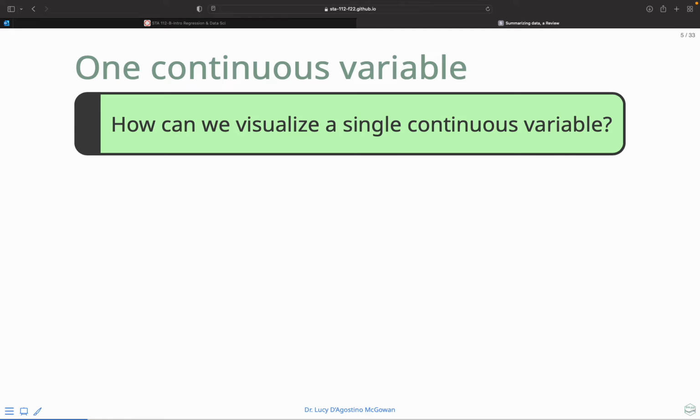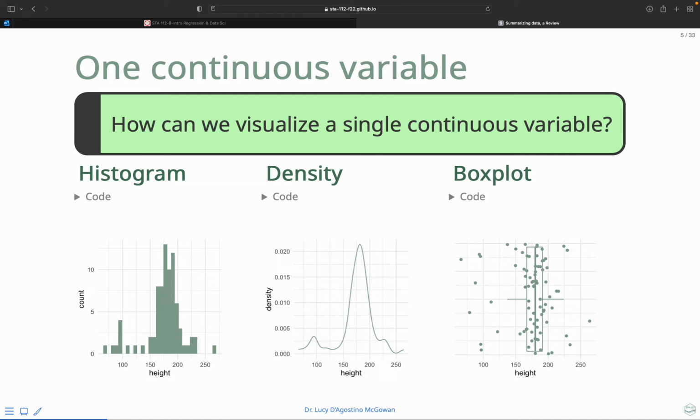But how can we visualize a single continuous variable? So when we were talking about visualization last week, what types of plots did we do when we were trying to visualize just one continuous variable? Histogram, yep, that's one. Box plot, that's another one. There's one more I think that we did. Density chart, yeah, exactly. So these are the three main ones that we use often.